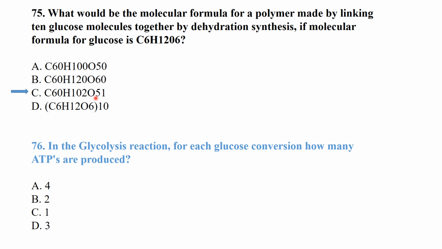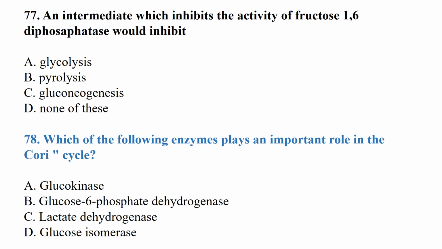In the glycolysis reaction, for each glucose conversion, how many ATPs are produced? तो ग्लाइकोलाइसिस के दौरान ओनली 2 एटीपीज आर प्रोड्यूस, 4 प्रोड्यूस 2 कंज्यूम्ड, और बाकी नेट क्या बच जाती हैं, 2 बच जाती हैं. An intermediate which inhibits the activity of fructose 1,6-diphosphate would inhibit gluconeogenesis.